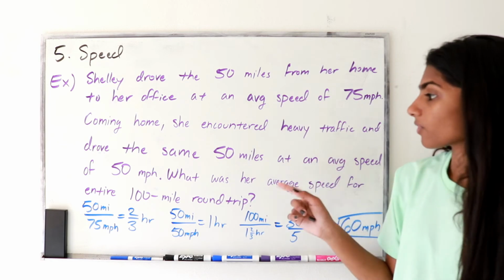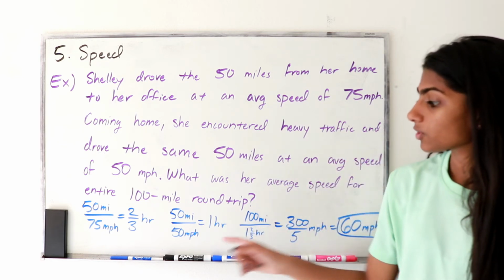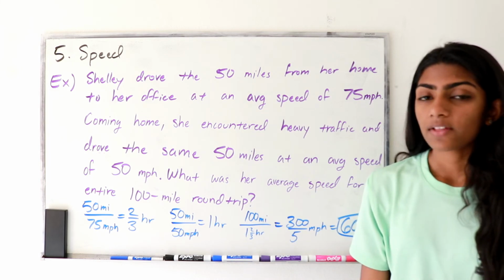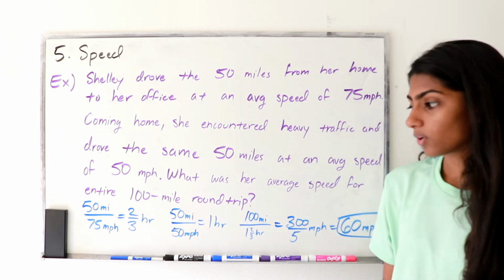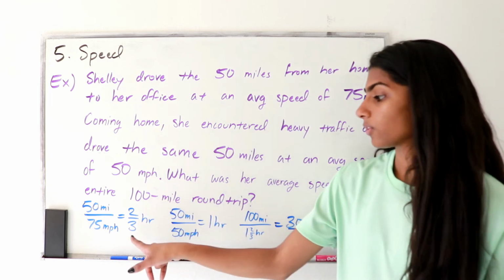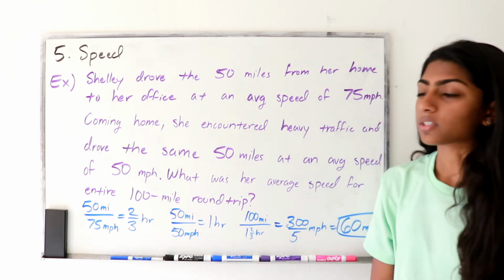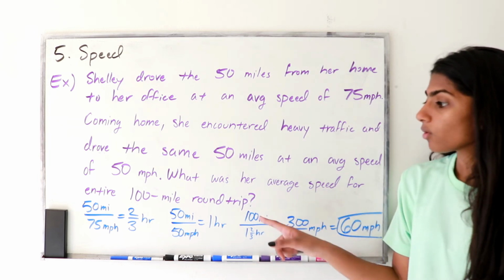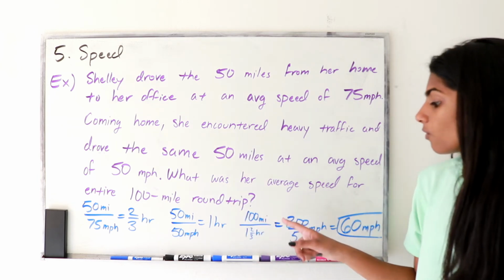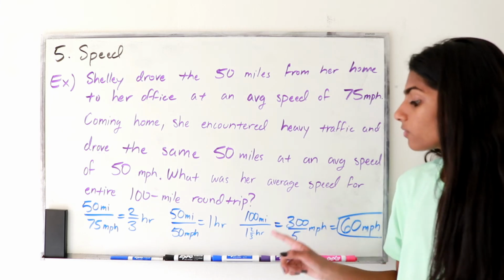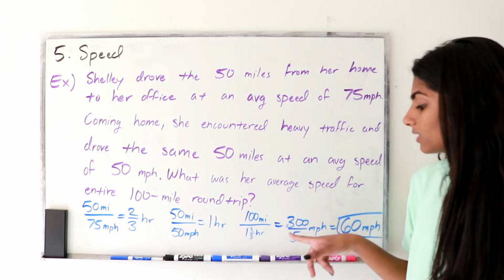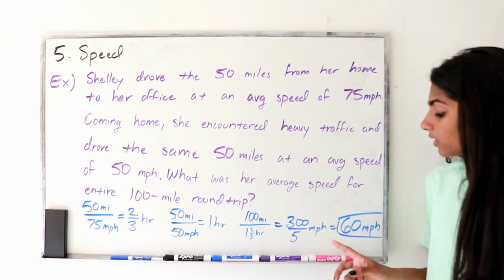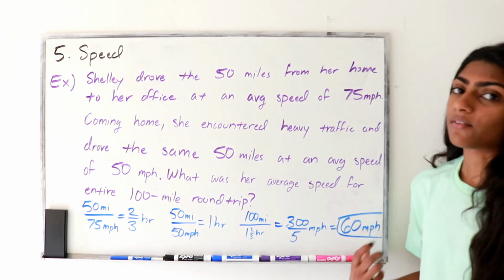Then for our trip from her office to her home, she did 50 miles over 50 miles per hour, which means that she only took 1 hour. And so that means for the total trip, back and forth, she took 1 hour plus 2/3 hours. So 1 2/3 hours to drive to and from work. And since we know the whole entire trip is 100 miles, we can put 100 miles over 1 2/3 hours to get the mph, or miles per hour, of 300 over 5, which is equal to 60 miles per hour. And that is our average speed.